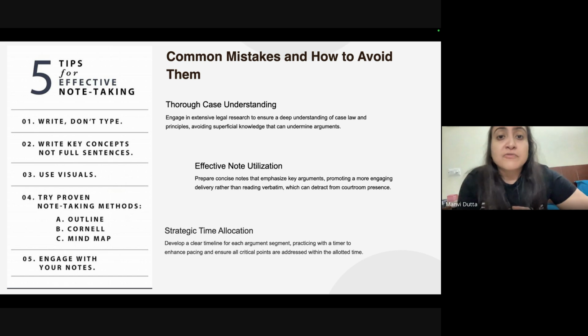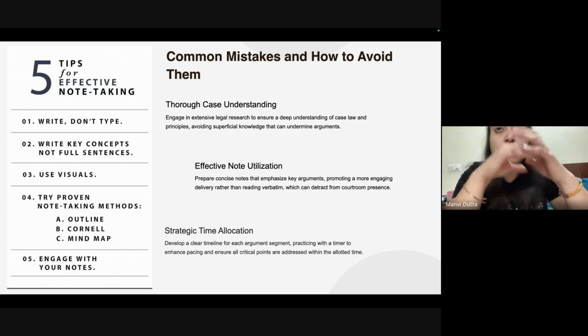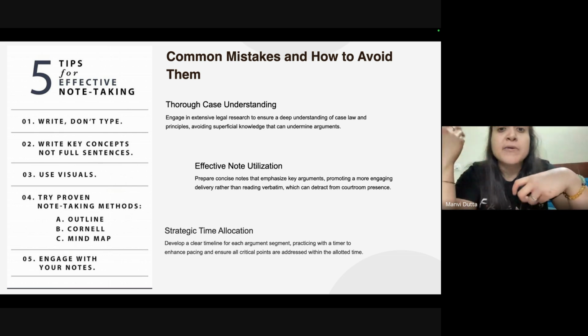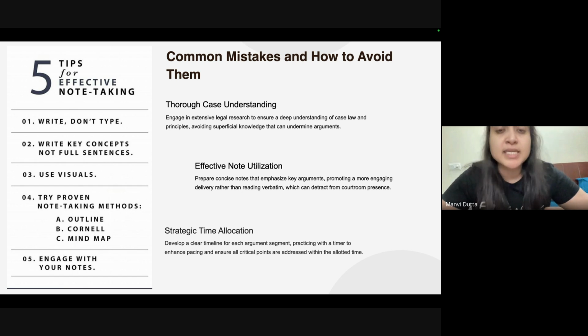Now we will talk about 5 common mistakes and how you can avoid those common mistakes. First is engage in extensive legal research to ensure a deep understanding of case law and principles, avoiding superficial knowledge that can undermine arguments. That is very much clear, that we have already discussed while discussing the first part of the moot court competition, that is the legal understanding and legal research. Your legal research should be so extensive, and you should have a deep understanding of whatever legal network that you have developed through case laws, through principles, or through any other references that you have referred to.